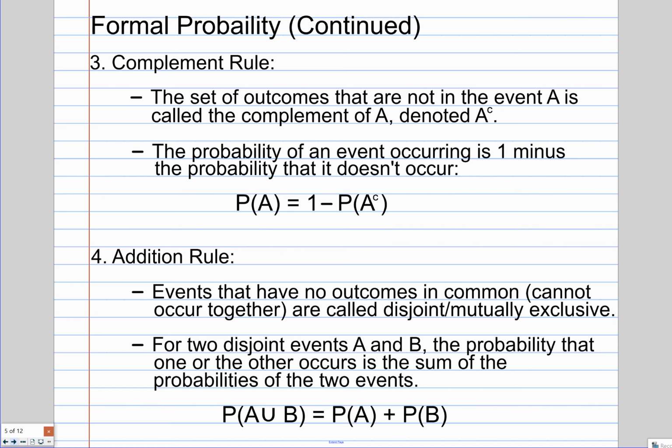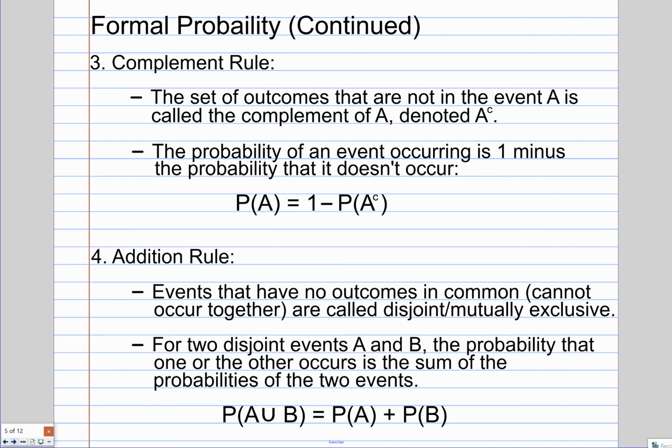If I tell you that you're getting a B in this class and the grades are over, you got a B for semester 1, what's your likelihood of getting an A for semester 1? 0. It can't happen. They're called disjoint events.